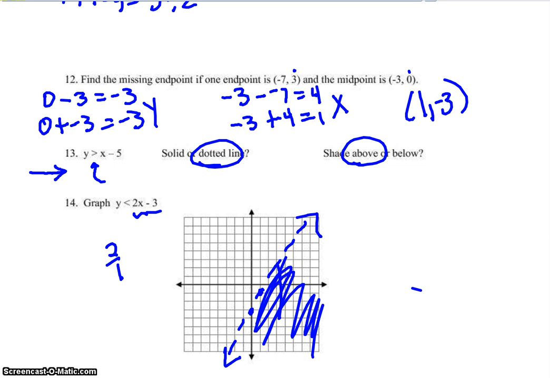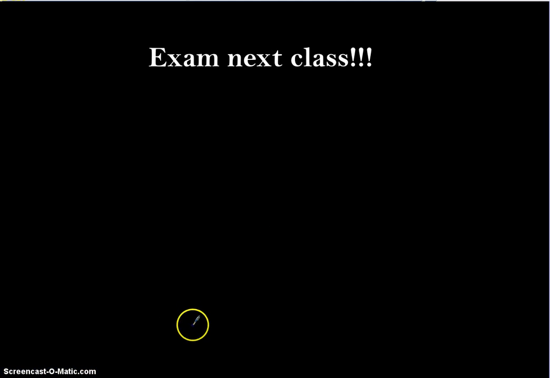Going to the next page, you discover that that's the end of the review. So the exam will be the next class period. If you have any questions, you need to call me over. We need to make sure you understand everything that's going on. If you owe me any work, you need to get that taken care of as soon as possible.